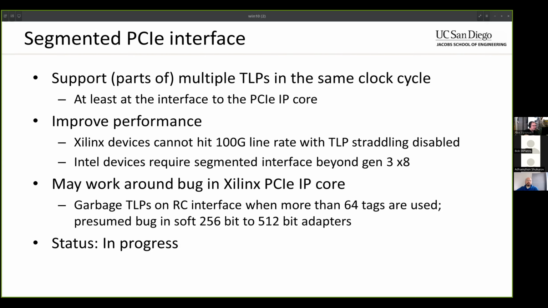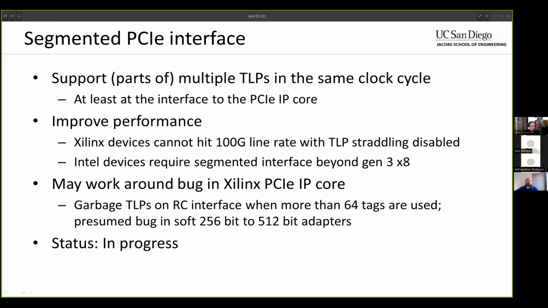Right, and I'm also suspecting that implementing this interface will work around a bug that I stumbled across in the Xilinx PCIe IP core that's resulting in garbage TLPs on the RC interface from the host when more than 64 tags are used. So if we get the segment interface working and we alleviate this bug, then hopefully we'll be able to use more tags, which will also result in more throughput on the Xilinx devices, at least in terms of PCI Express reads. Writes will not be affected by this. Well, they won't be affected by the number of tags, but we could get a throughput improvement with the segmentation.